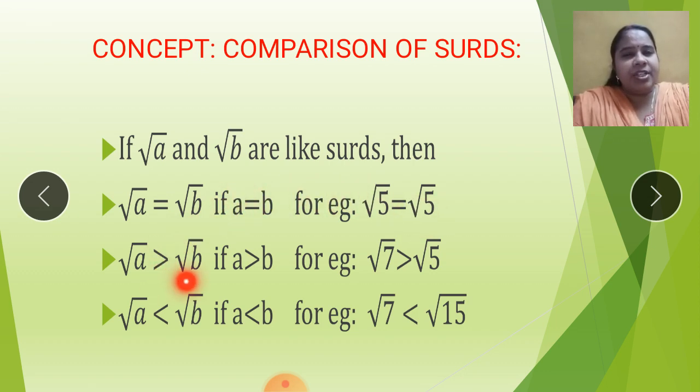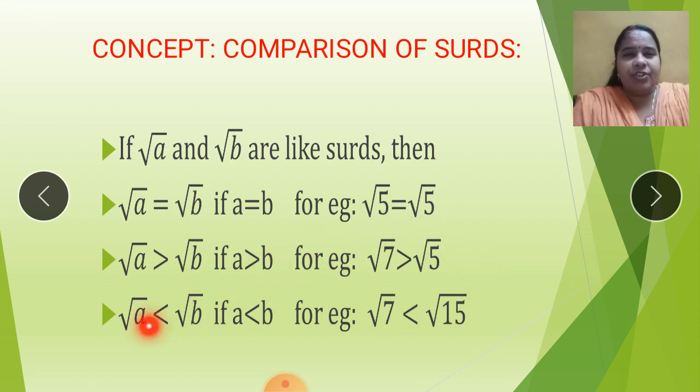Second condition is square root of A greater than square root of B if A is greater than B. I hope you are understanding it. We are only comparing the number inside the radical sign. 7 is greater than 5. So what can I say? Square root of 7 is greater than square root of 5.